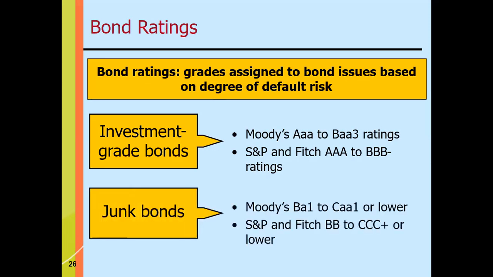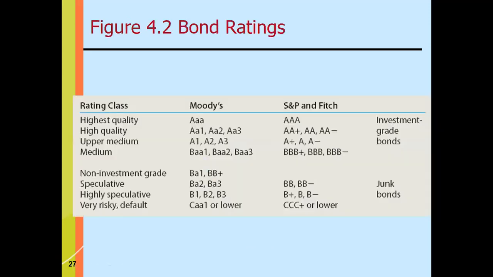For investment grade bonds, we have ratings according to Moody's, S&P, and Fitch. These are the three investment houses normally providing the ratings. For Moody's, we have Aaa to Baa3 ratings. For S&P and Fitch, we have AAA to triple BBB ratings. For junk bonds, we also have corresponding ratings by Moody's, S&P, and Fitch.